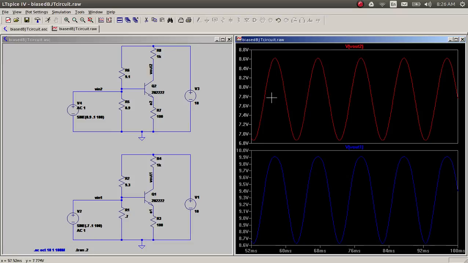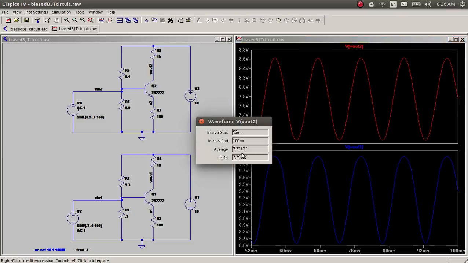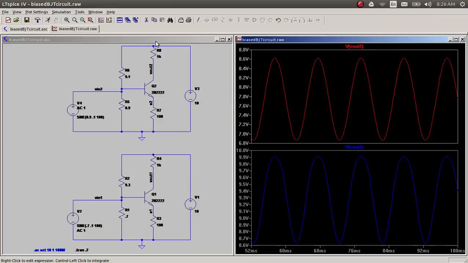But if you look at the DC voltage of the two, the average value here is 7.7 volts and the average value here is 9.3 volts. That difference is because the DC 2.2 milliampere is flowing through 1K, so there's a drop of 2 volts, and here it was 0.6 milliamps flowing through 1K, so the drop is 0.6 volts. So I started with a 10 volt supply in both cases.